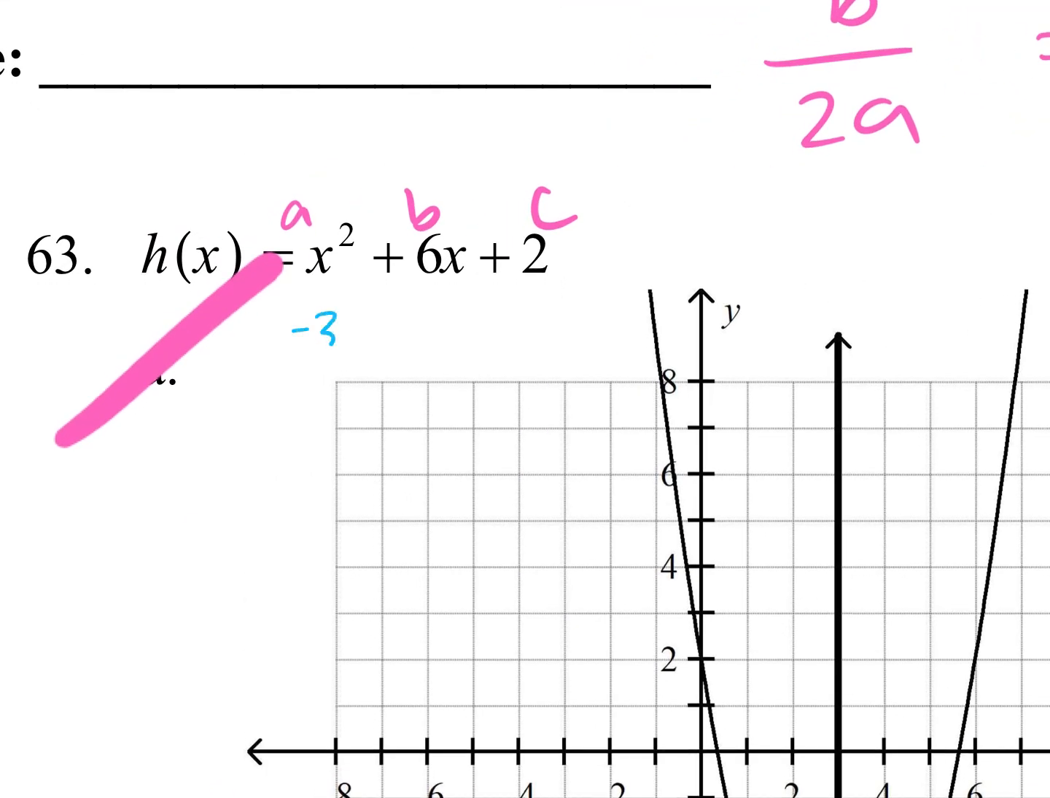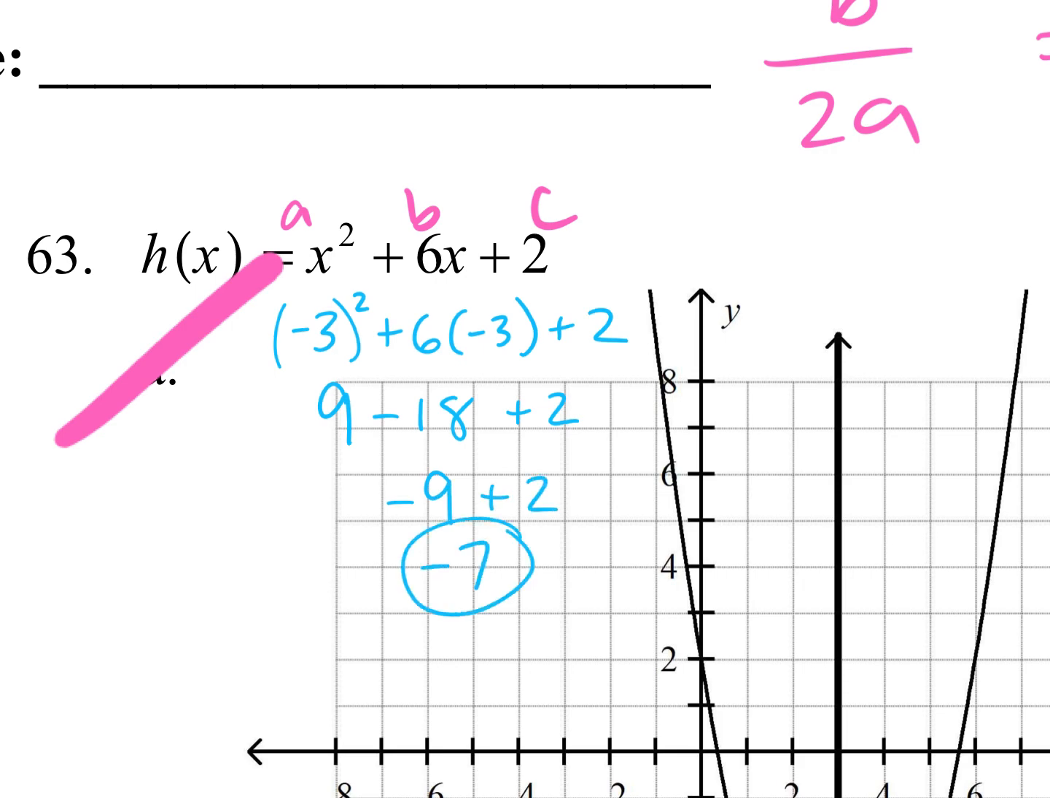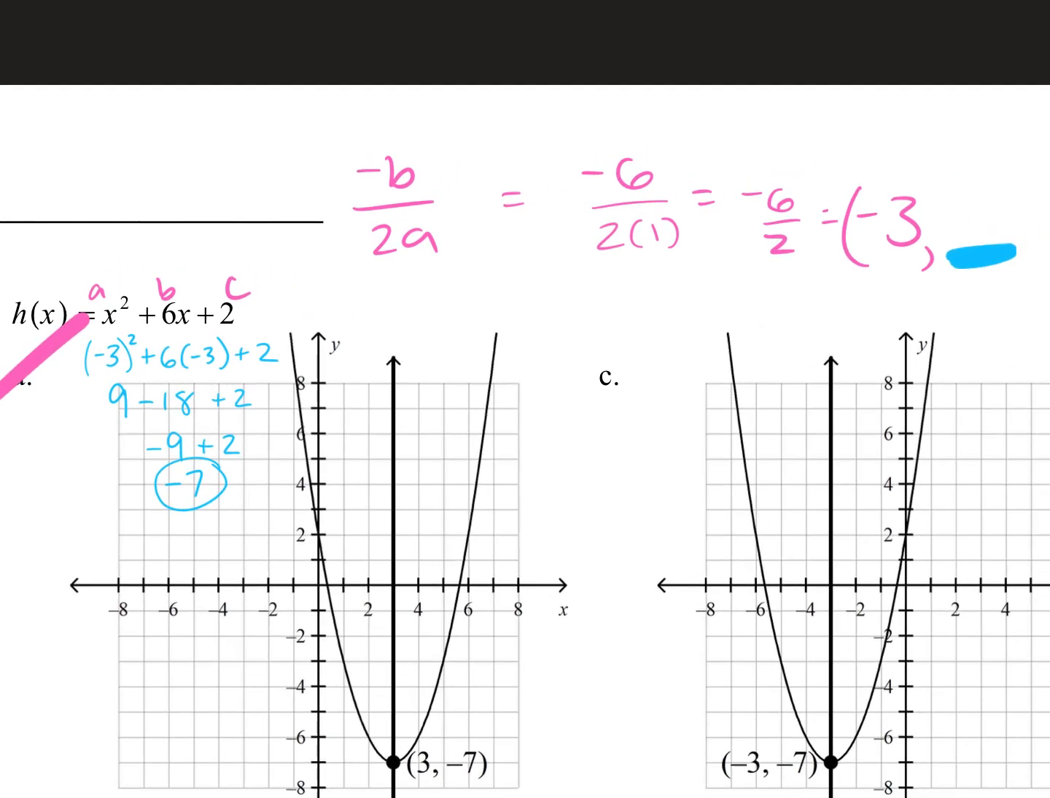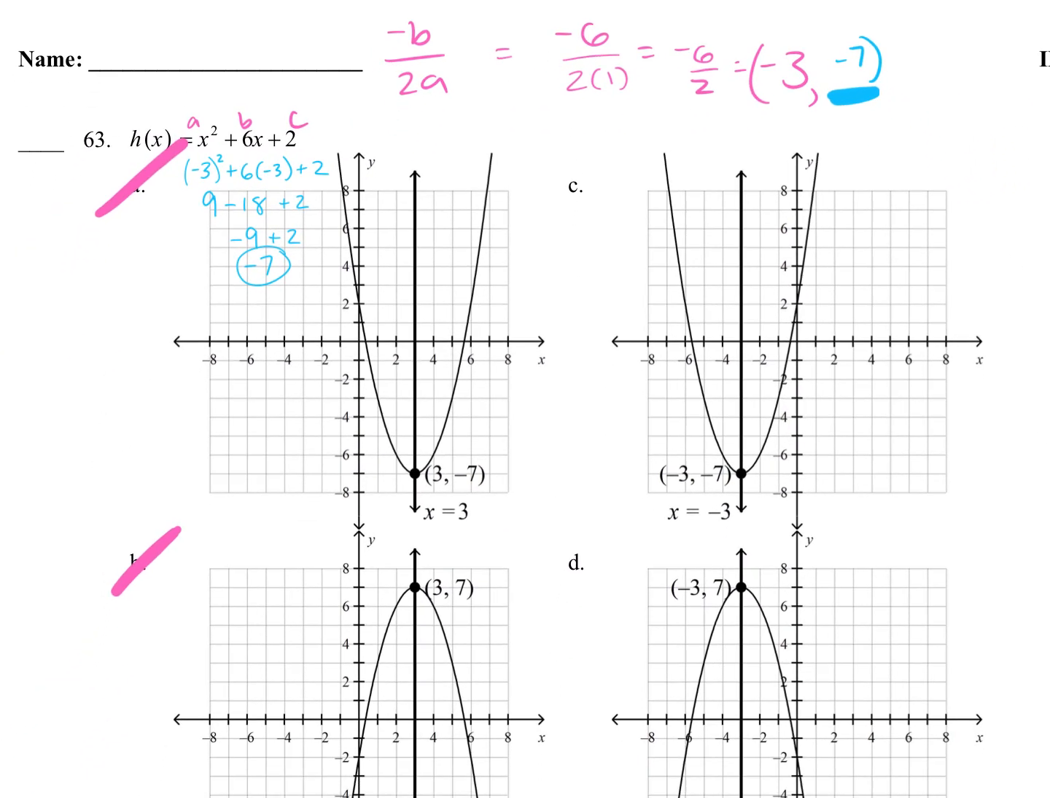So I'm plugging in negative 3 into all my x's. So negative 3 squared plus 6 times negative 3 plus 2 would be 9 minus 18 plus 2. So negative 9 plus 2 would be negative 7. So negative 7 would be the y, which would match which answer choice? C.